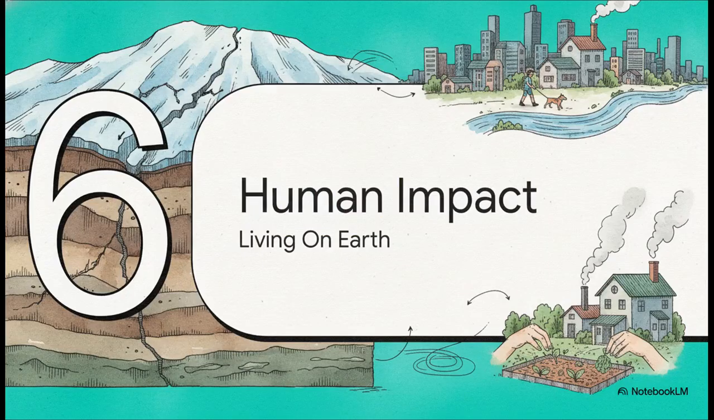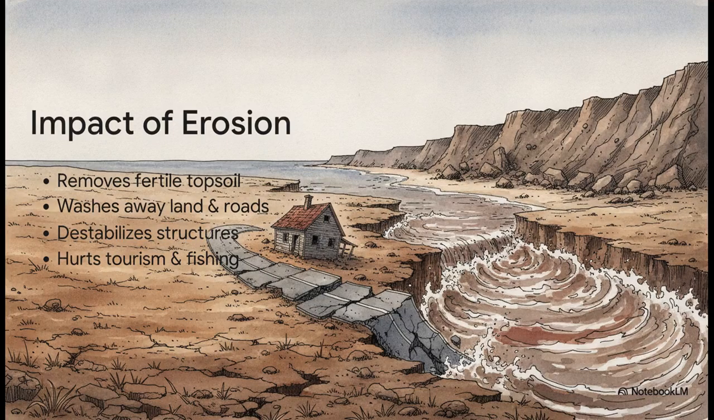And finally, part 6, living on a sculpted planet, the human impact. Because eventually, all of this macro-level tectonic and glacial activity trickles right down to the human scale. And the harsh reality is, erosion has a severe human cost. When water and wind strip away fertile topsoil, agricultural yields plummet, which directly threatens our global food supply.